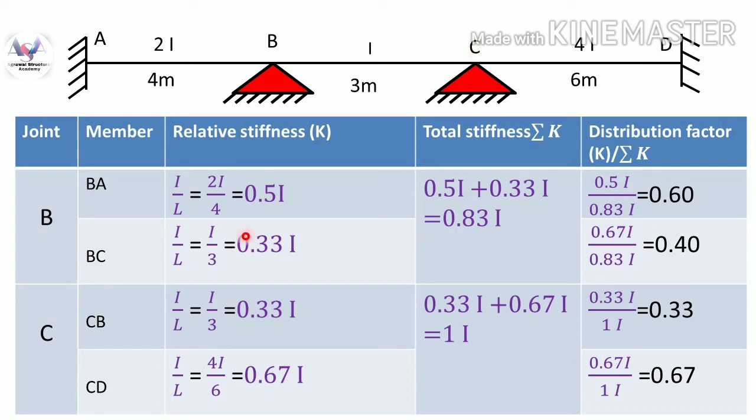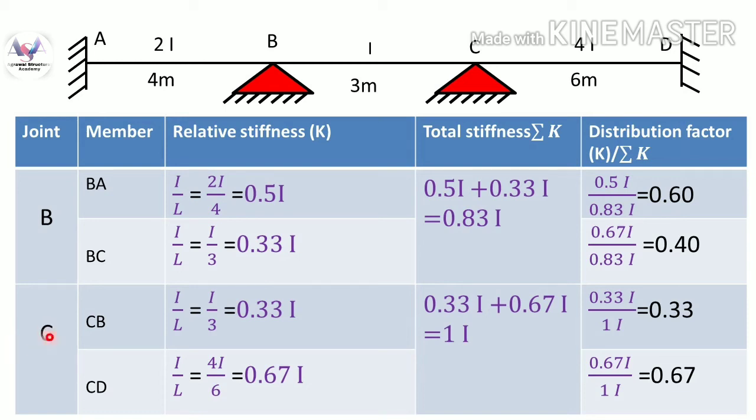So that is why here BC is taken as far end, considering it as fixed. So here put I is equal to I and N is equal to 3. So this becomes 0.33I. Now, the summation at the member B, BA and BC, of both these relative stiffnesses becomes 0.83 as per our calculations. And the same calculation here, K by sigma K, so this becomes 0.6 here and 0.4 here.